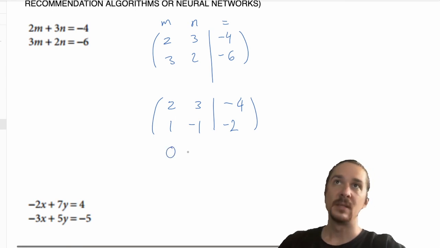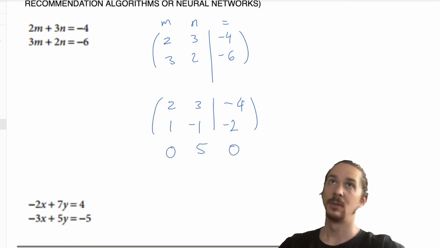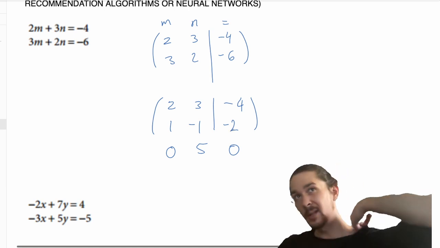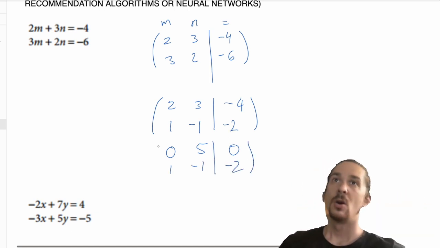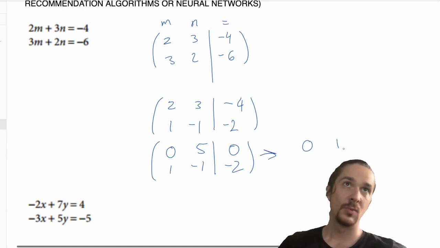So that's going to become 0, 5, 0, right? 4 minus -4 minus two amounts of -2 is going to be 0. And we still have 1 minus 1, -2. Okay, this tells me I can now divide the first row by 5. So we have 0, 1, 0. That tells me that one amount of n is equal to 0.